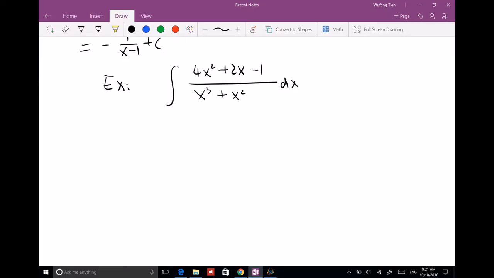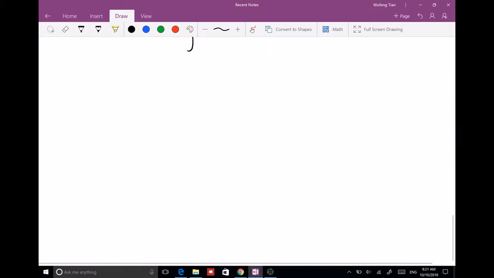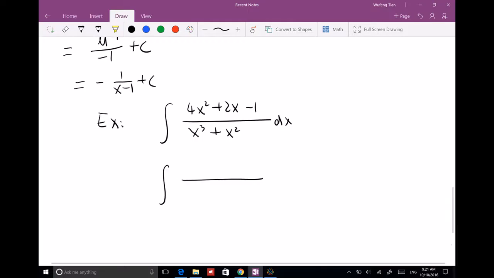Yeah, let me give you a little bit of help. Otherwise, you will stop there and can't continue. So what you need to do? First, you need to factor the denominator, because all the previous ones you saw were already factored. This one has not been factored out. So you factor x squared out: x squared times x plus 1, with 4x squared plus 2x minus 1 on top, dx.